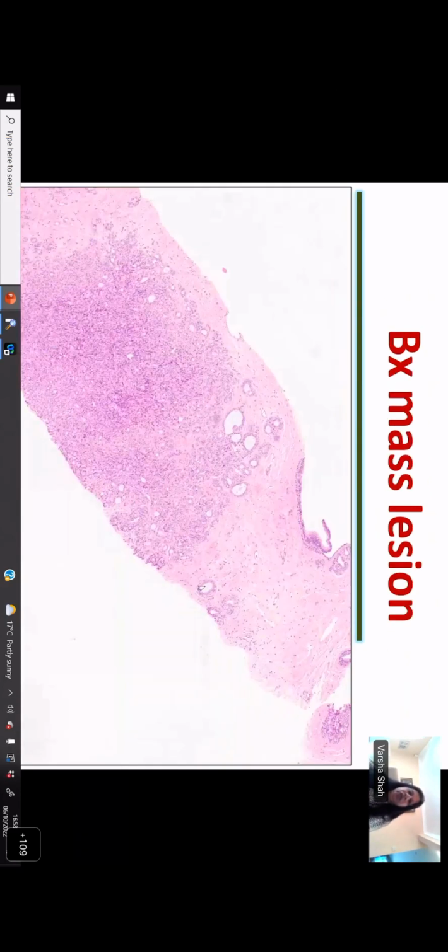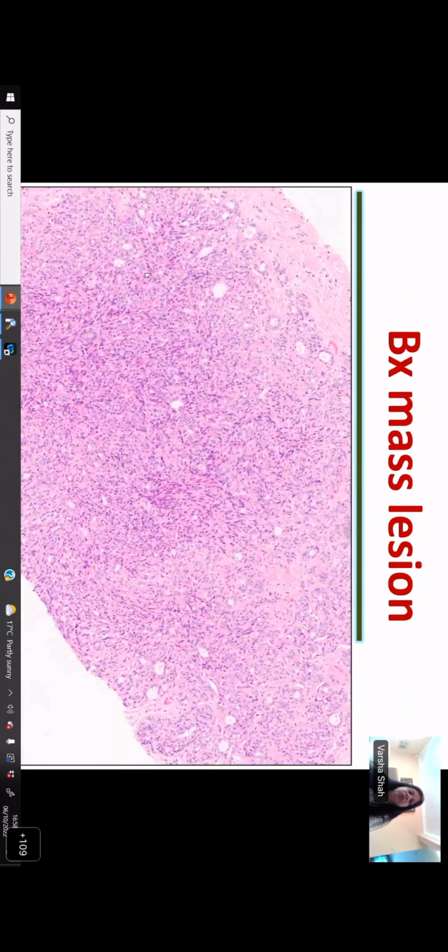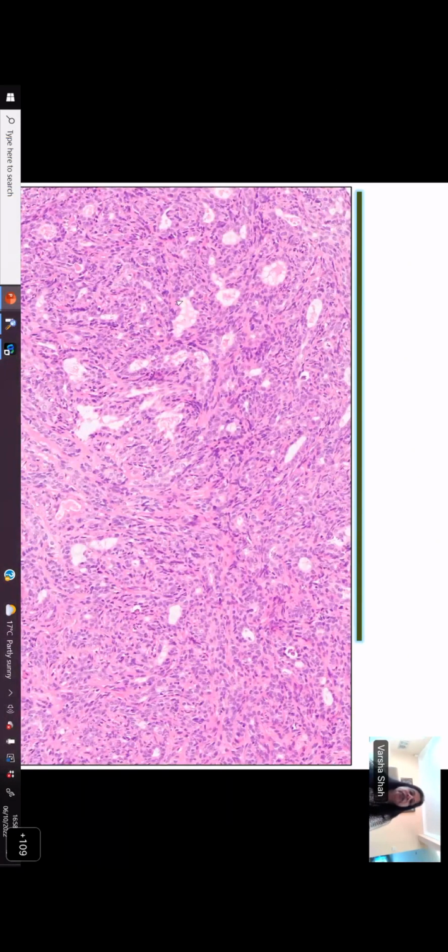So here is the adenomyoepithelioma, which was a mass lesion that was biopsied. And you can see there is a proliferation of, this is a spindle cell type of adenomyoepithelioma. So we have a lot of spindle cell proliferation and the glandular structures. Yeah, so this is an adenomyoepithelioma.